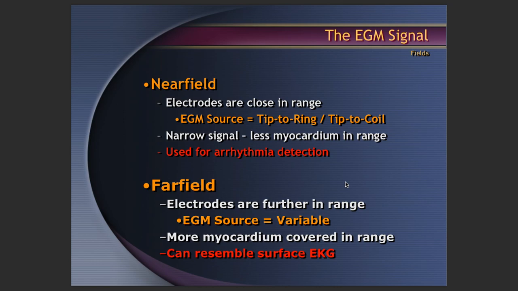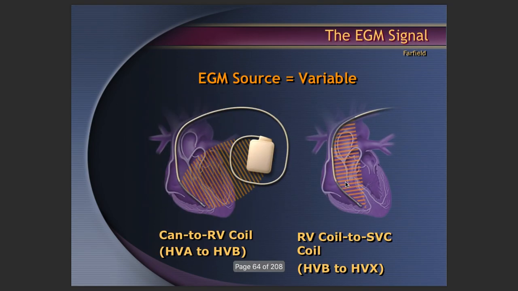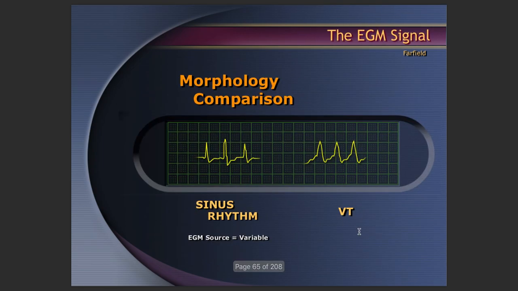Similarly, coming to the far field, the electrodes are further in range. They are not close, but a little far away. The EGM source is variable most of the time, and it tends to cover more myocardium and can resemble a surface ECG. For example, the range can be from the can to the RV coil. The RV coil is kept in the RV. Similarly, the source can sometimes be from the RV coil to the SVC coil. So it is a pretty different and wide range as well.